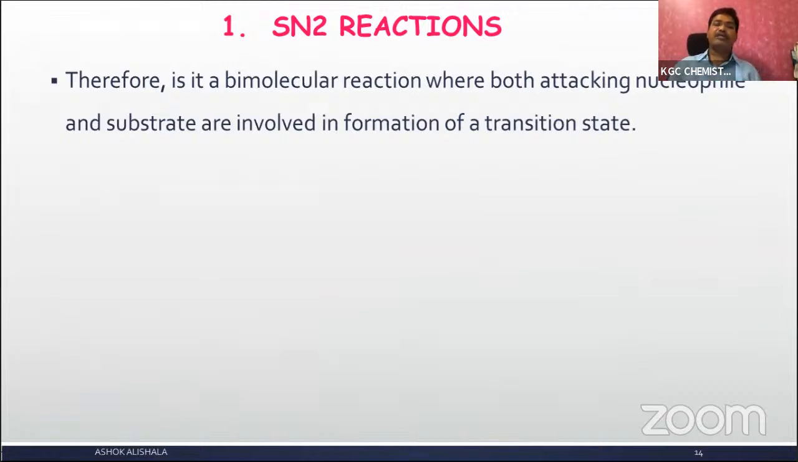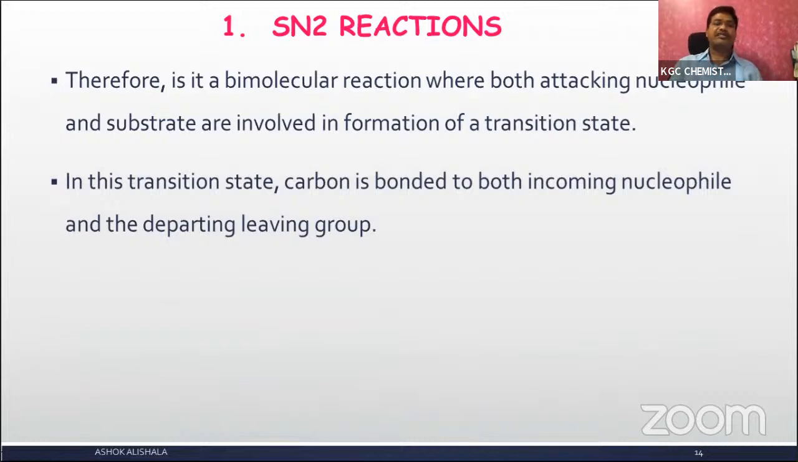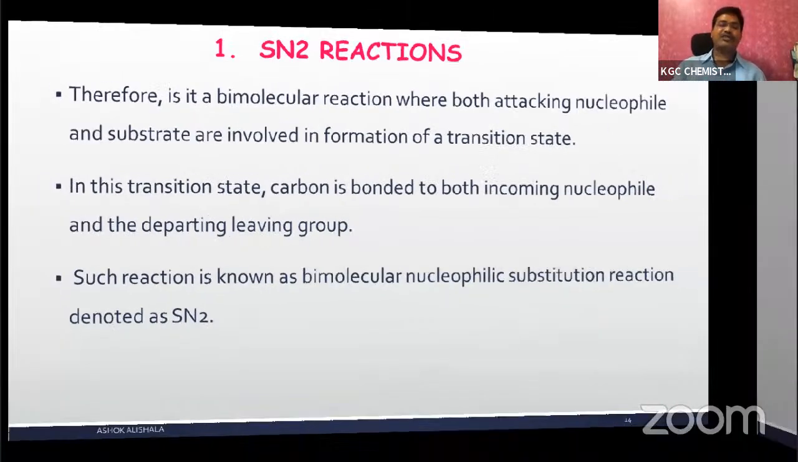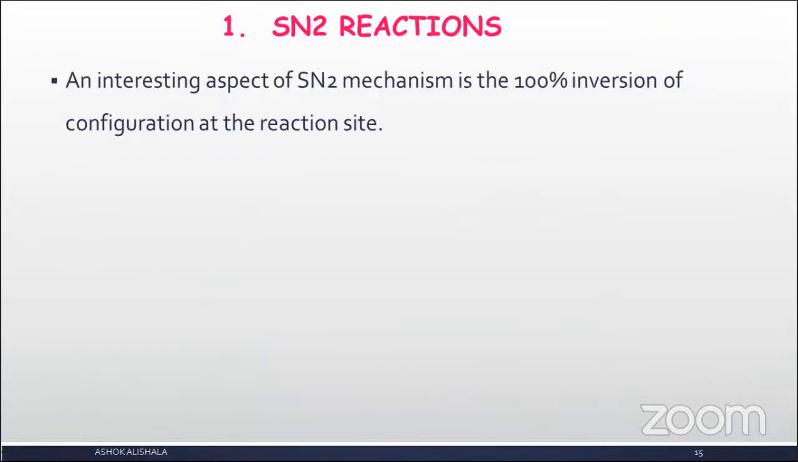Therefore, it is a bimolecular reaction where both the attacking nucleophile and the substrate are involved in the formation of the transition state. In this transition state, carbon is bonded to both the incoming nucleophile as well as the departing leaving group. Such a reaction is known as a bimolecular nucleophilic substitution reaction. It is denoted as an SN2 reaction. The bond order is 2.